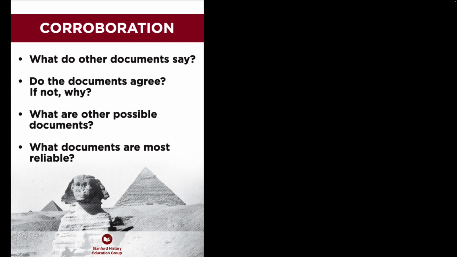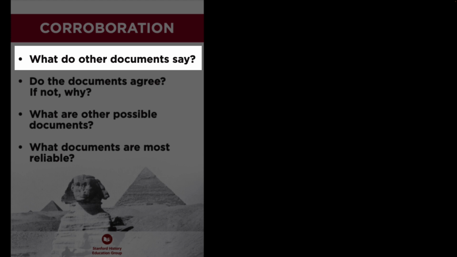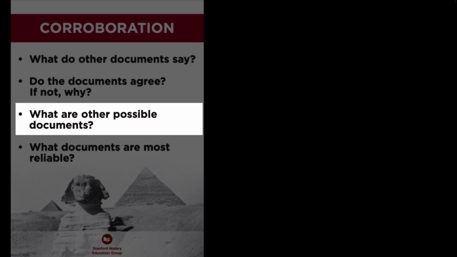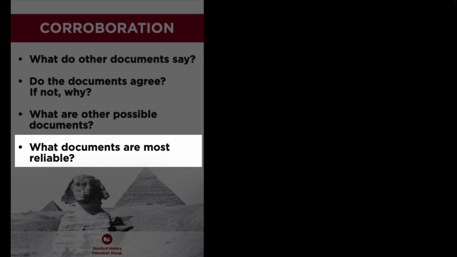In other words, it's kind of the work of cross-referencing facts or information that are included in sources with facts and information included in other sources. To do the work of corroboration, we have to answer the questions: what do other documents say about the thing that our original document is talking about? Do the documents agree? If not, why? And what are other possible documents that are out there that could provide different perspectives on the event in question? And which documents are the most reliable and why?